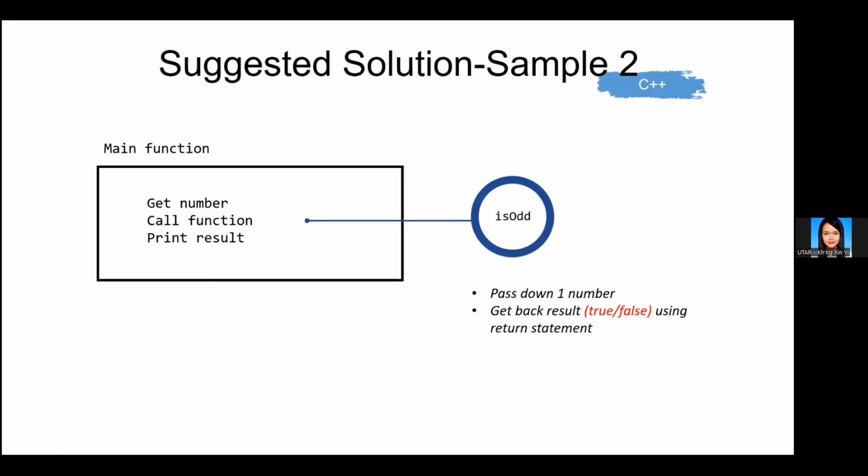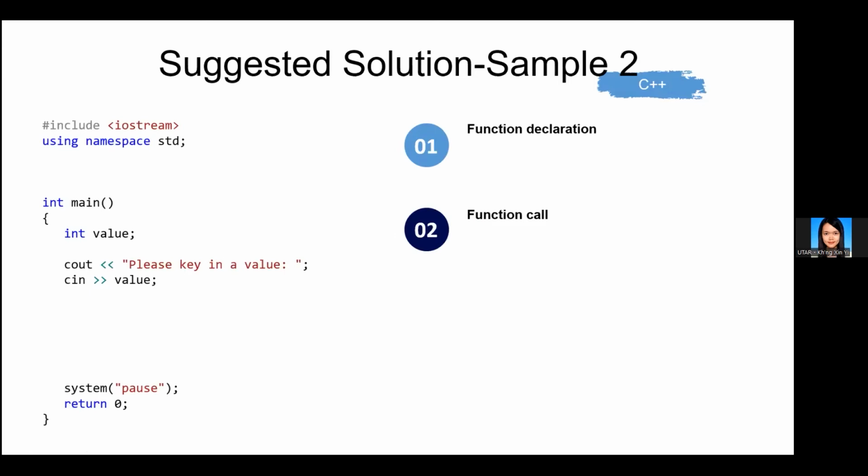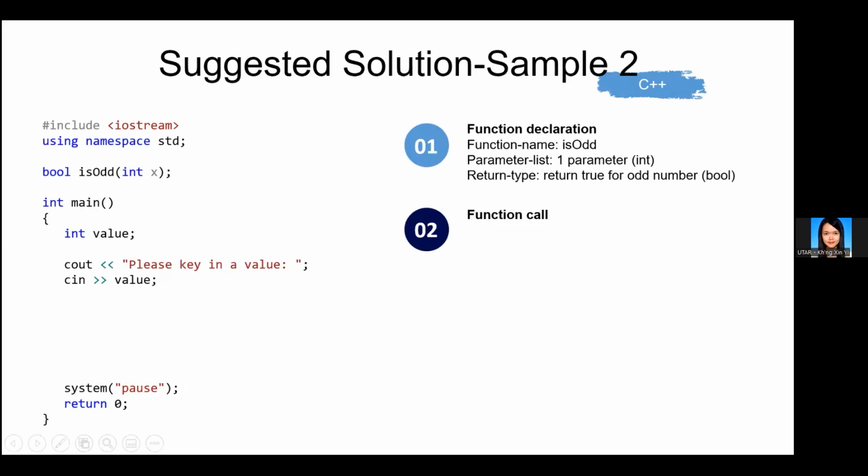Okay. Then we proceed to discuss the three parts again. How can we declare the function? What is the return type? We are going to receive back the answer either true or false, right? So the return type is bool, okay? Because if the function only returns the answer of true or false to us, this is Boolean type. So you have to make sure that you use the bool as the return type.